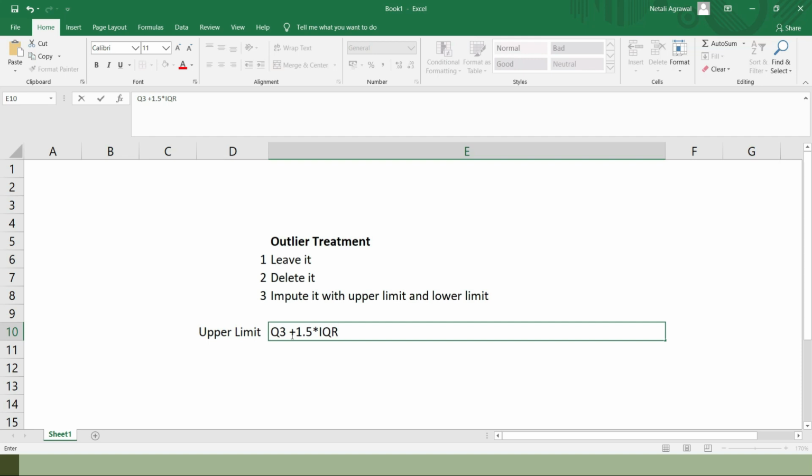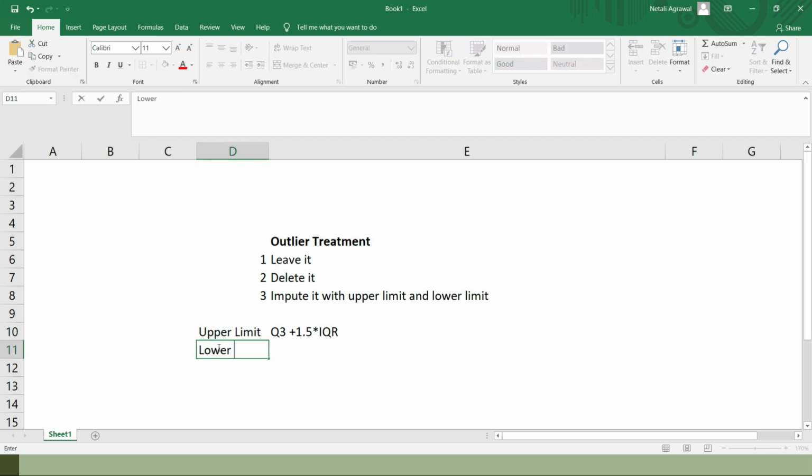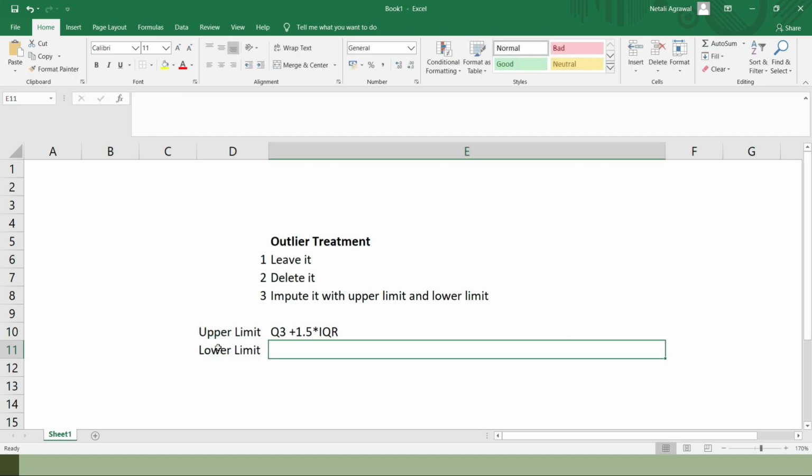So any value which is larger than this upper limit will be replaced by this value. Whatever this value comes to, it would be replaced with this value. Same goes for your lower limit. What is lower limit? Lower limit is your first quartile or say 25th percentile minus 1.5 times IQR. So whichever are the outliers on the lower side, on the tail end, would be replaced with this lower limit. That is how you will do the imputation.